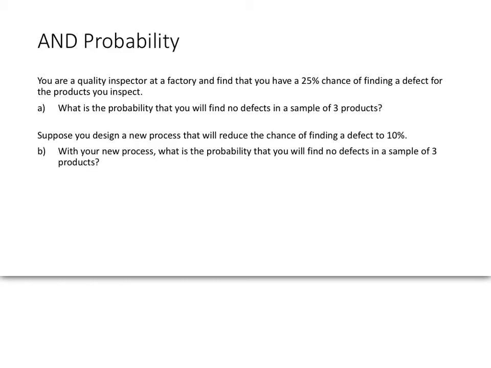Okay, this is an "and" probability question, and you are a quality inspector at a factory, and you find that you have a 25% chance of finding a defect. Basically a 1 in 4 chance of finding a defect when you inspect products. So the probability of a defect is 25%.